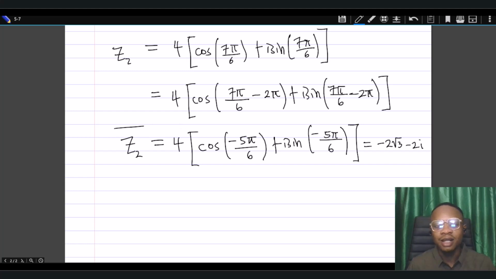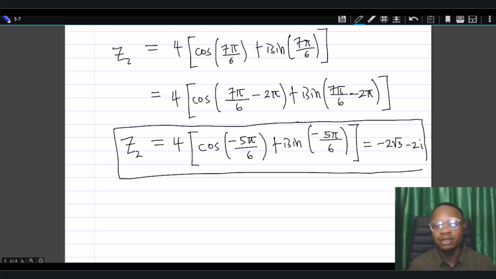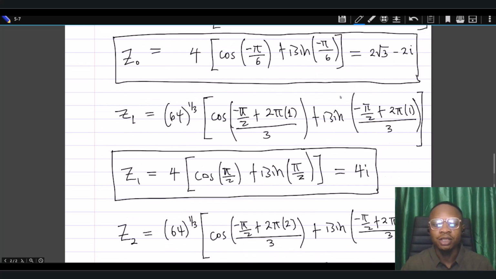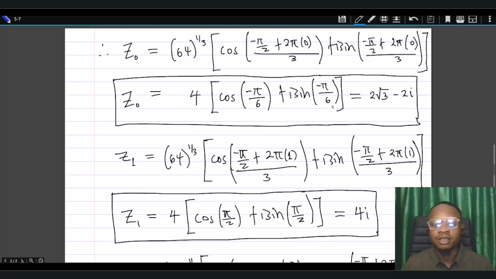Okay, so with that we are good to go. This is another solution to the given equation. So these are all the solutions to the given equation. In polar form, this is the expression for that first solution, and in the form a plus ib, this is the expression for the solution as well. So that's what we've done here for all of these terms.